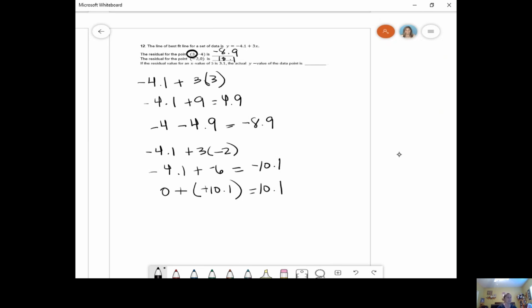All right, and then the last one. It says if the residual value for an X value of 5 is 3.1, what is the actual Y value? So we are going to take negative 4.1 times the 5, which it told us. So negative 4.1 plus 15. So that's going to give me 10 9/10.